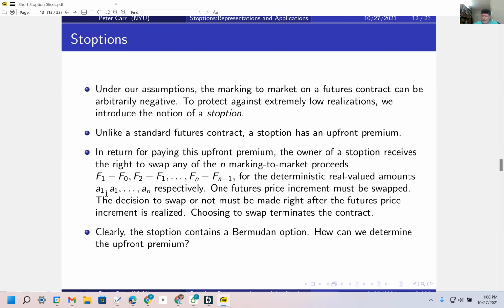Then it turns out that you can think of it as that you're not forced to exercise one of the n-1 price changes. And when the final floor AN is minus infinity, that's equivalent to not being forced to exercise at all.